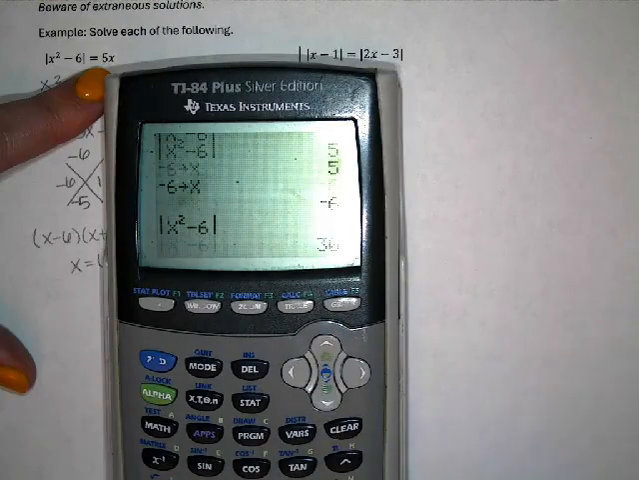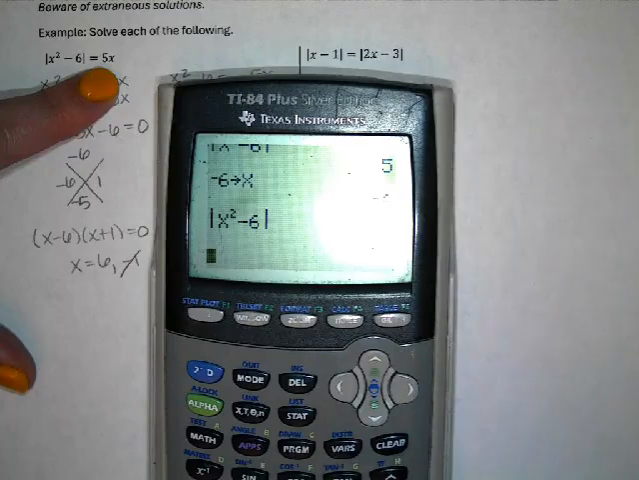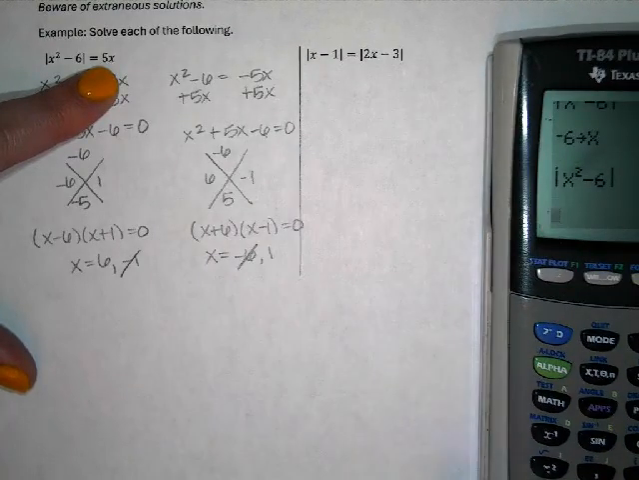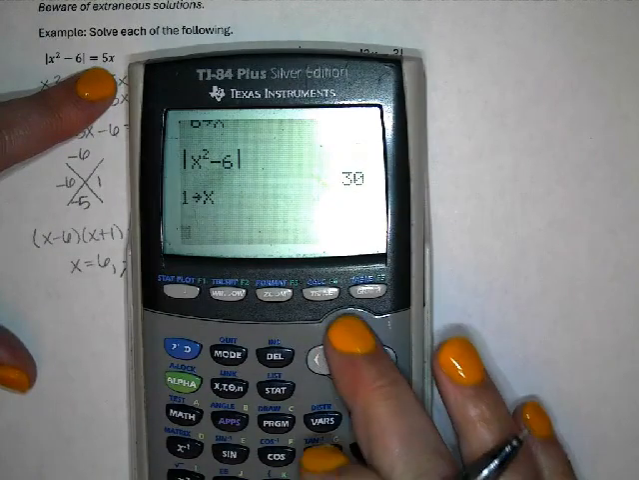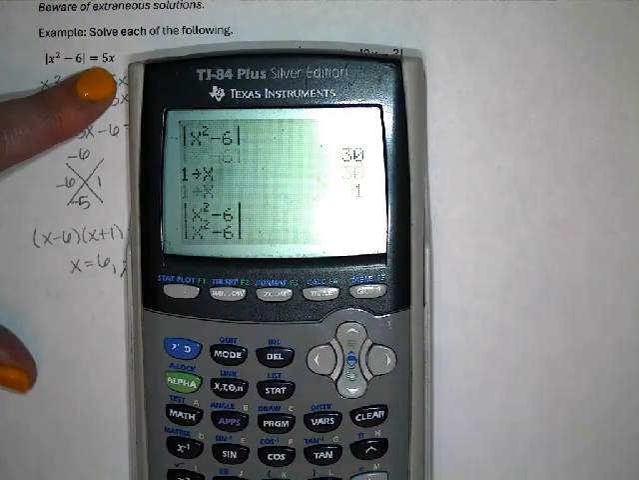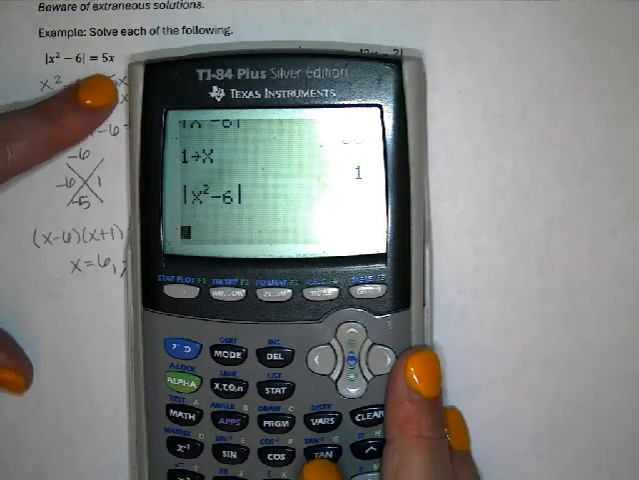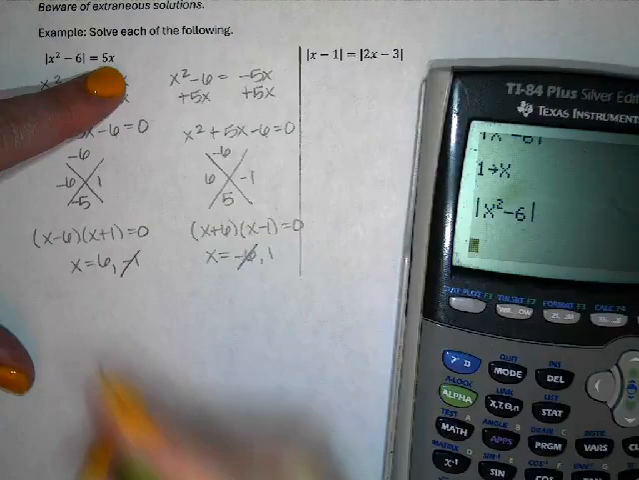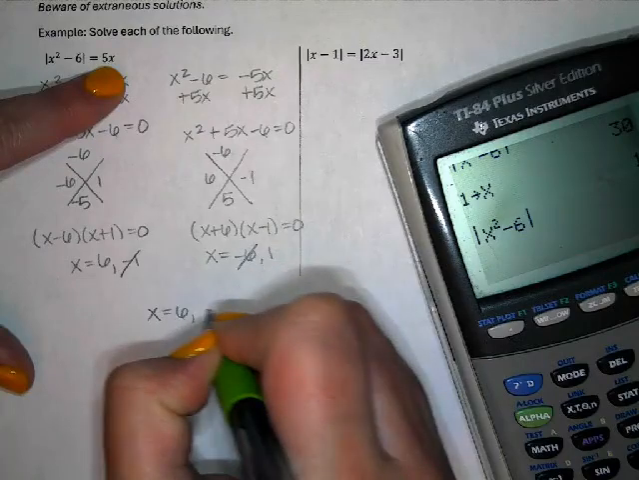Positive 1. If we plug in positive 1, we get positive 5 on the left side. If we plug in positive 1 on the right side, we get positive 5 as well. So 1 works. So your actual solutions are 6 and 1. And you can't just say the positive answers work and the negative answers don't. That was coincidental for this problem. That's not going to be the case for every single problem. So be careful of that.